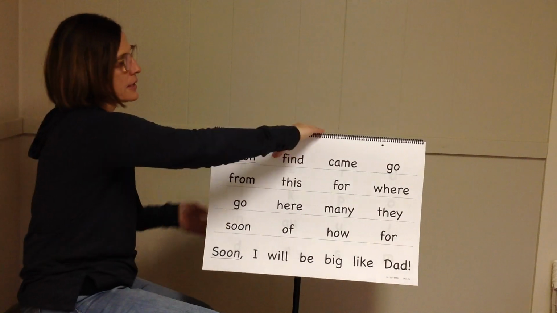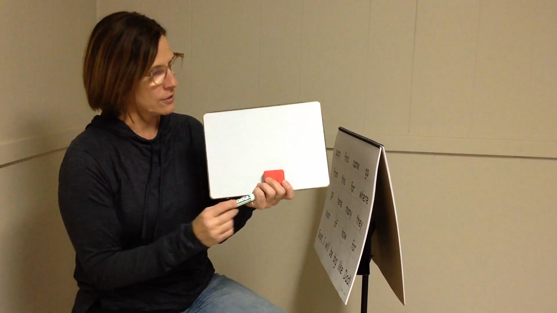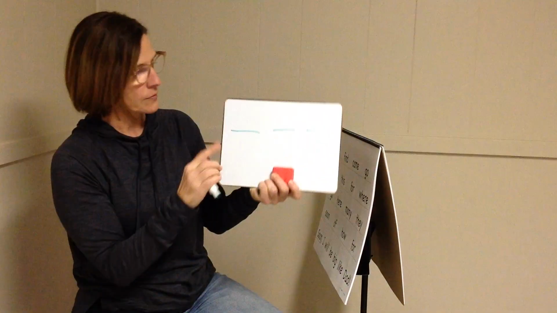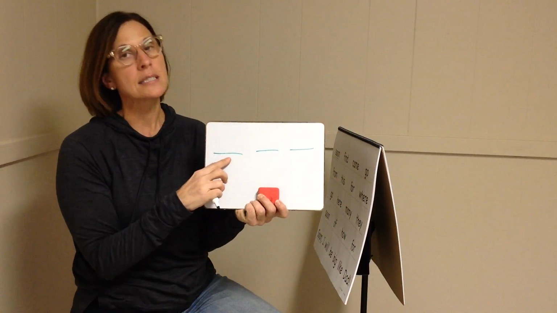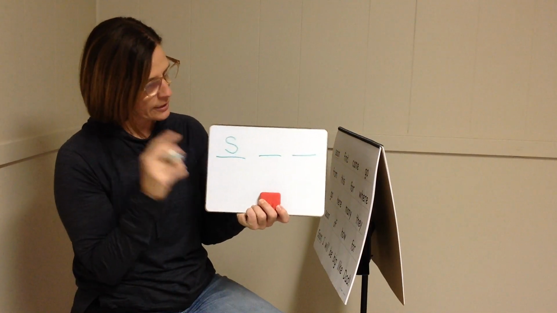Okay, next we're going to look at some high frequency words. We're going to talk about one word that has a spelling that is tricky. So we're going to talk about that first. The first word we're going to talk about is the word soon. Let's stretch the word soon. Get ready. Soon. When I say that word, I have three sounds. The first sound that I say is s. You know the letter that makes the sound s. It is the letter S. Yes, S. I'm going to put that on the board.